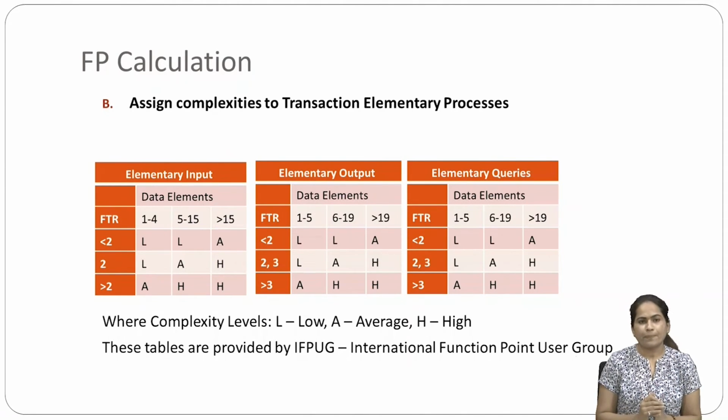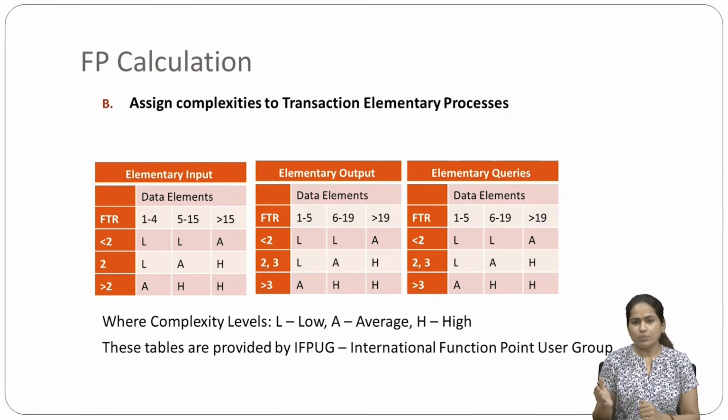If your FTR is less than 2 and data elements are 1 to 4, then your complexity will be low. Let's say if your FTR is 2 and your data elements are greater than 50, then the complexity will be high. And for elementary input, suppose you have FTR greater than 2 and data elements are 5 to 15, then you will have high complexity.